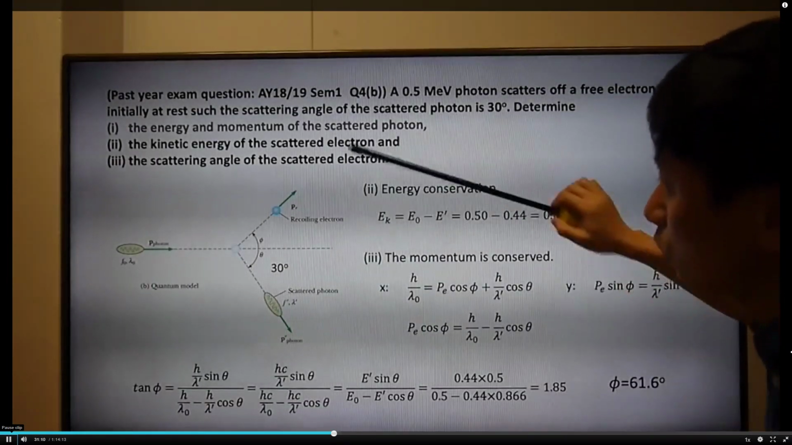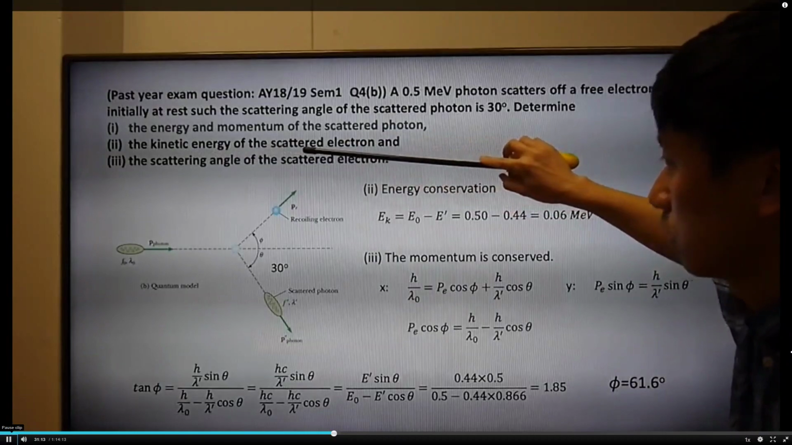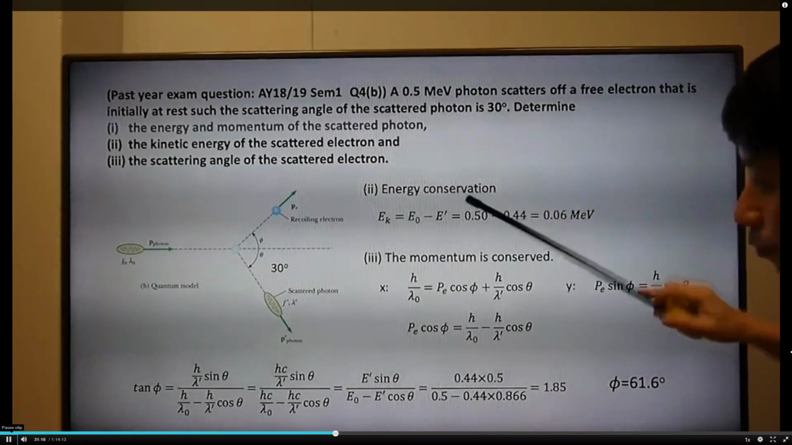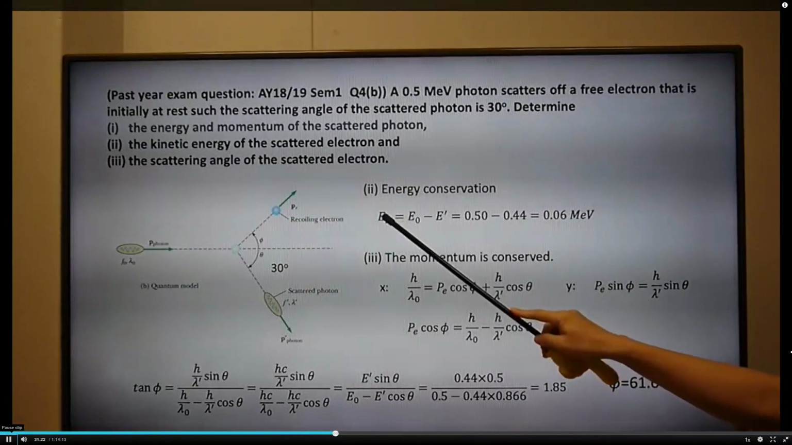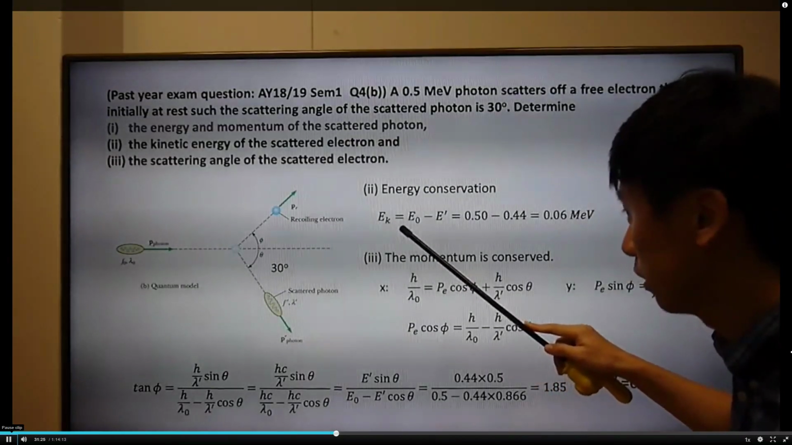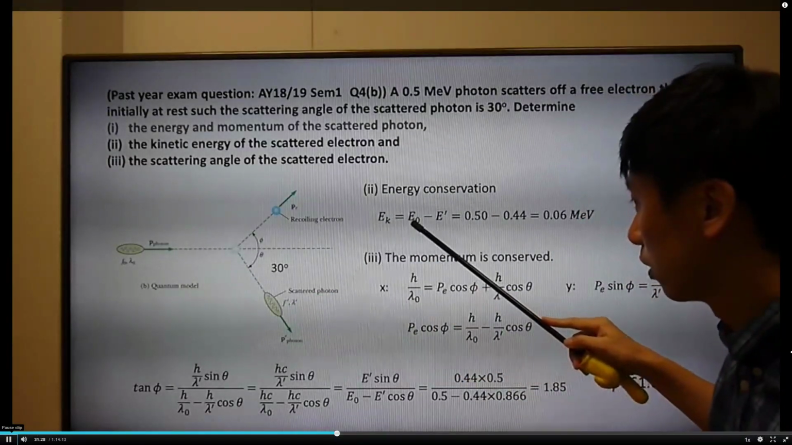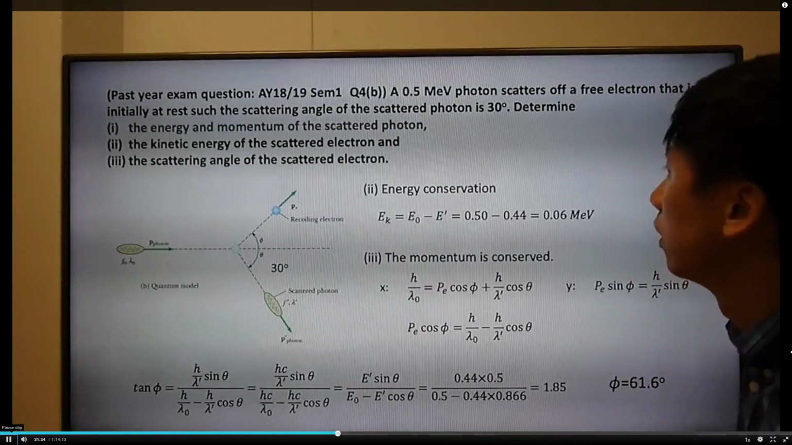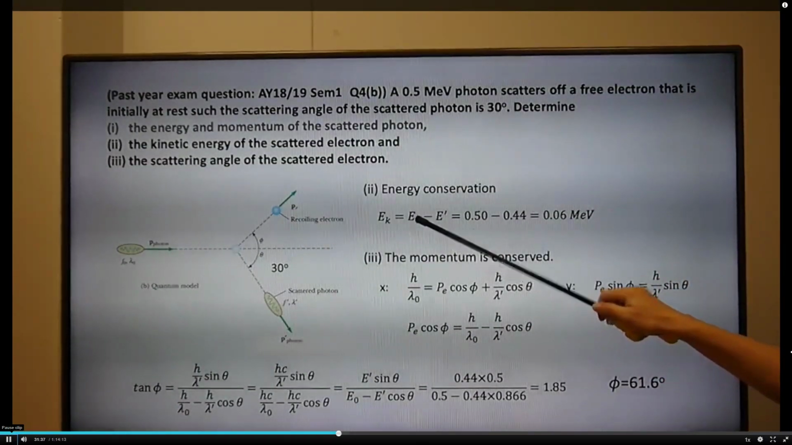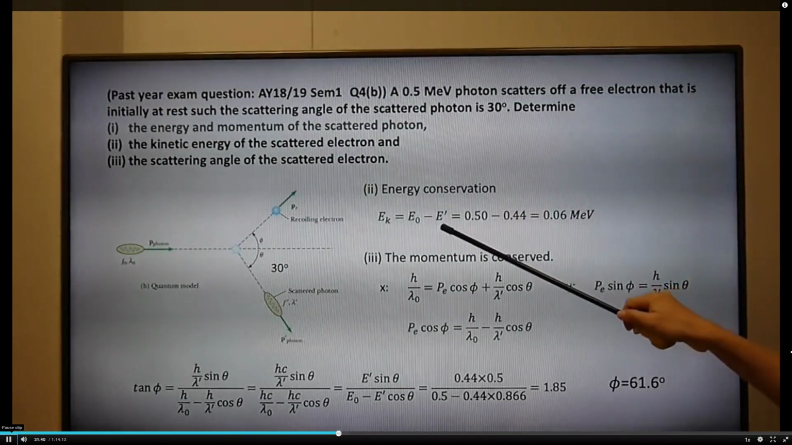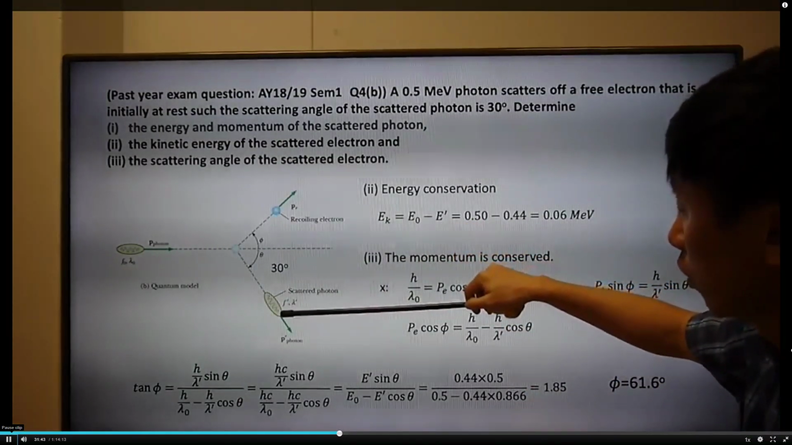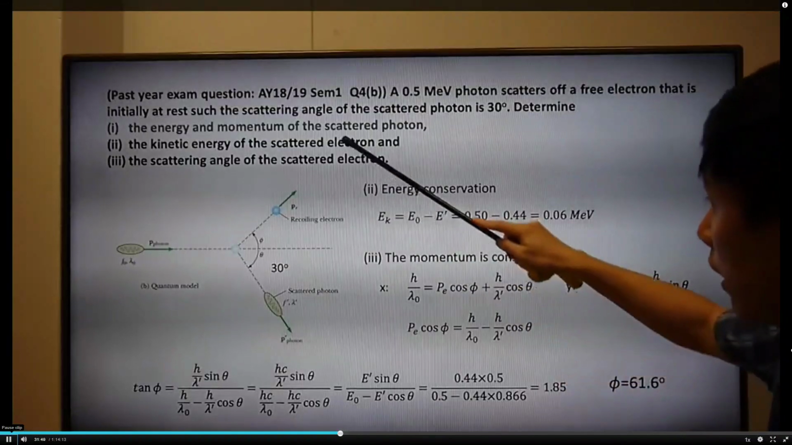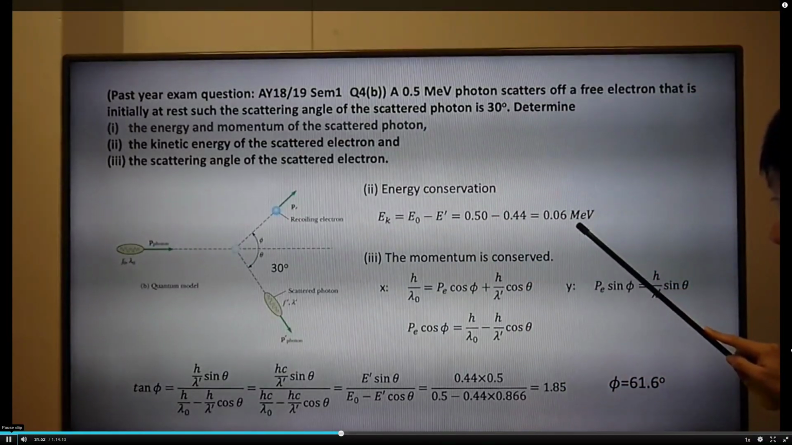Then next, we want to calculate the kinetic energy of the scattered electron. Now we can use energy conservation. So the kinetic energy of the electron Ek is the energy of the incident photon minus the energy of the scattered photon, E0 minus E prime. So what is the incident energy? 0.5 mega electron volt, and the energy of the scattered photon is 0.44 mega electron volt. So the kinetic energy of the electron is 0.06 mega electron volt.